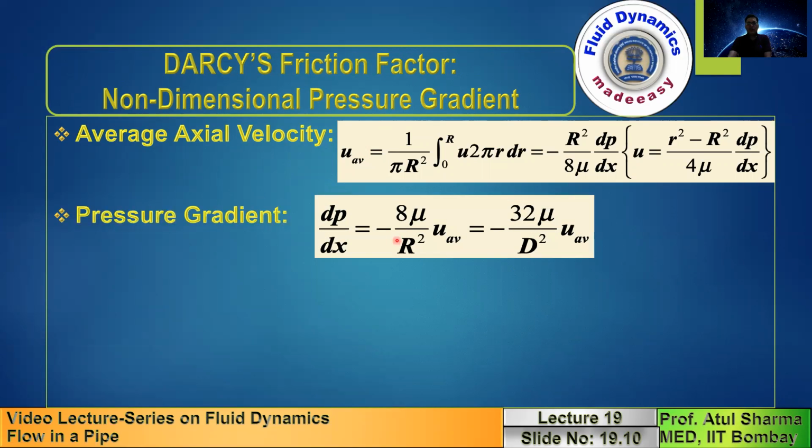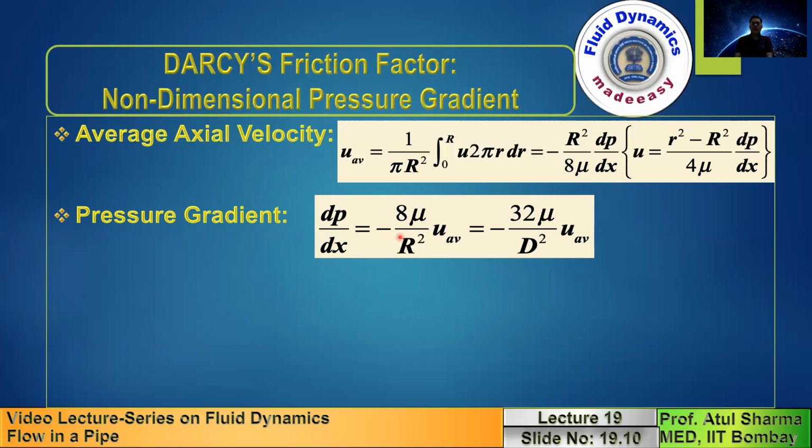From this derivation, you can see clearly that mu is a dynamic viscosity, which is a positive term. The radius is also a positive term. This u average axial velocity is also a positive term. So all these variables are positive. So dp by dx is a negative term, which means that the change in pressure along the axial direction, the gradient dp by dx, is negative, which means that the pressure is reducing along the length of the pipe. So this is like a mathematical proof which indicates that dp by dx is negative.